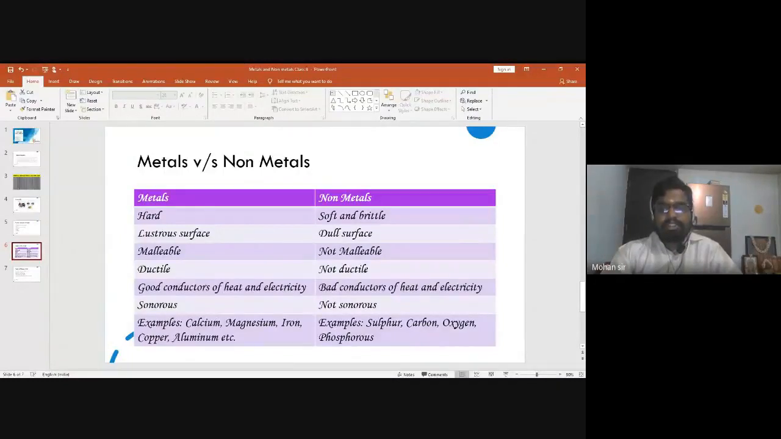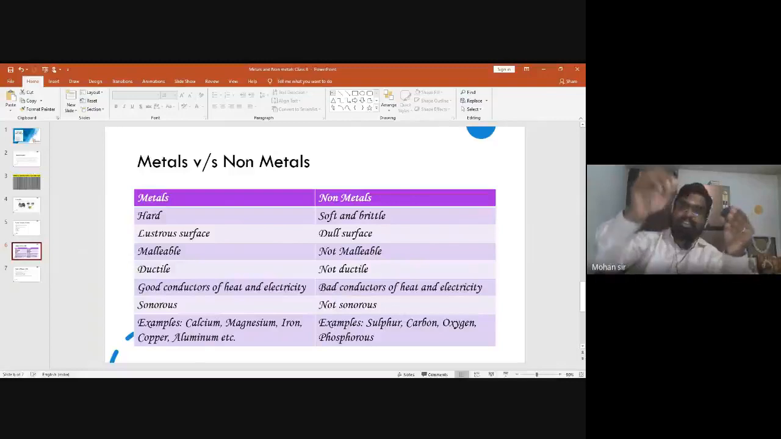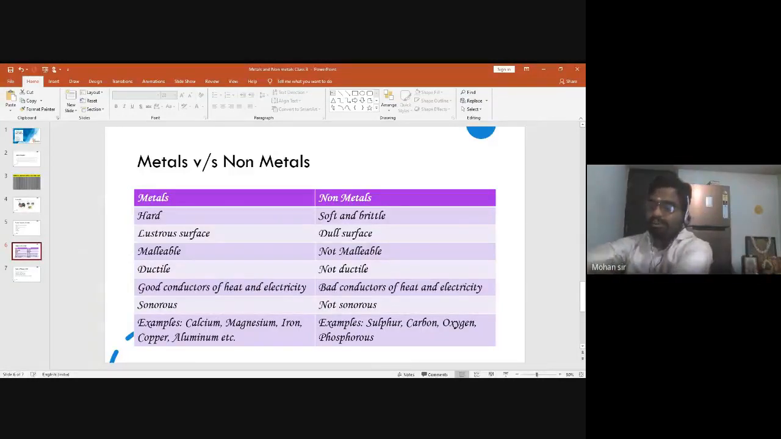These are the properties of metals and non-metals which we had discussed yesterday. I had told you that metals are hard, they cannot be broken easily, but non-metals are soft and brittle, they can be broken very easily. For example, I will take this only. This is a charcoal piece, and see, I can make it into powder. So that's how it is.